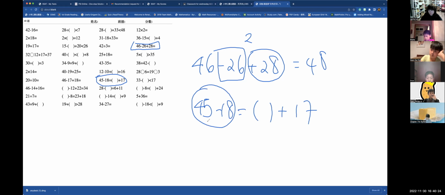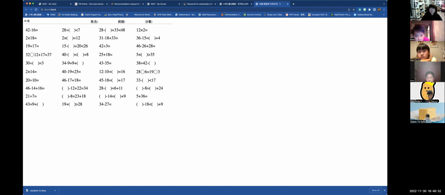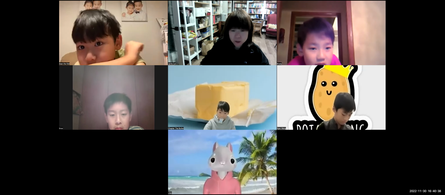So we know this one, 45 minus 18 equals 27. So this one's very easy, just a 10. So 10 plus 17. Understand, everybody? So step by step, I know the number's a little bit bigger, but everything is still the same. Understand, Lilac?